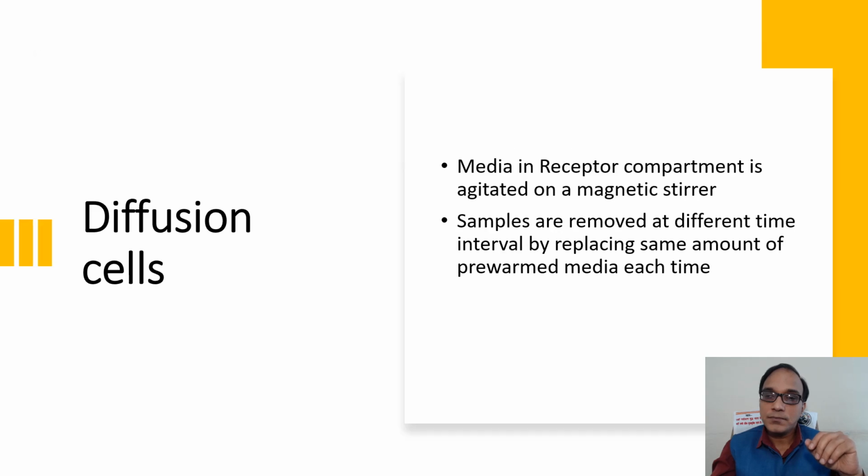The media in the receptor compartment is agitated on a magnetic stirrer, and that media is always in touch with the semi-permeable membrane, which is tied in between the donor and receptor compartment. Samples are removed at different time intervals from the sampling port and replaced with the same amount of pre-warmed receptor media to maintain homogeneous conditions. Then we can analyze the samples, and drug permeated versus time can be studied.